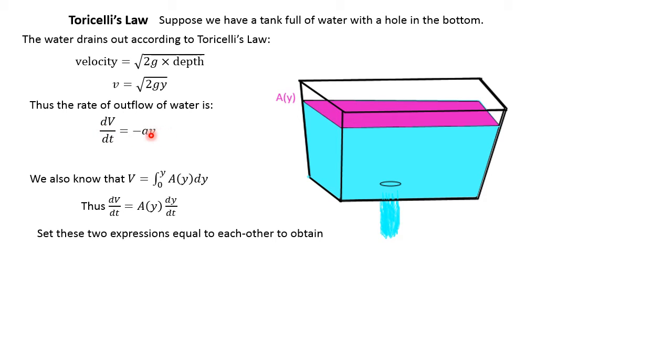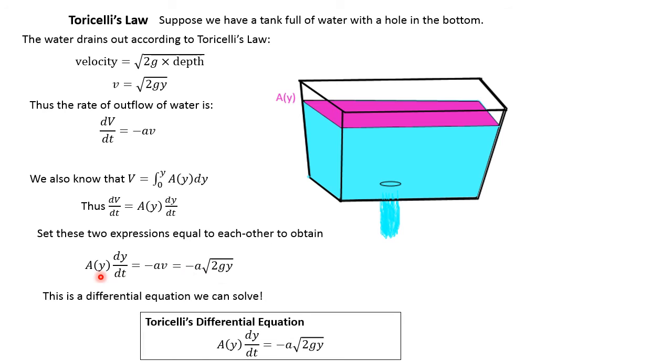So now we can set them equal to each other, and we get A of y times dy/dt equals negative A v. But by Torricelli's law, v is root 2gy, so we replace v with root 2gy, and we have a differential equation. And I've put that in a box here for you.